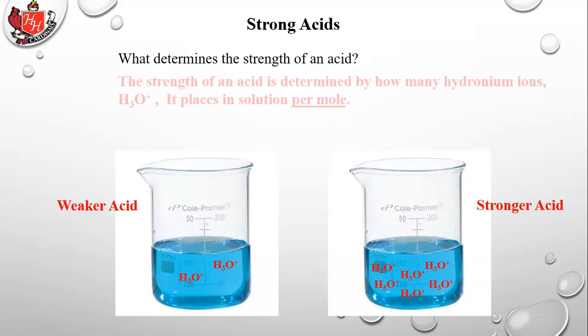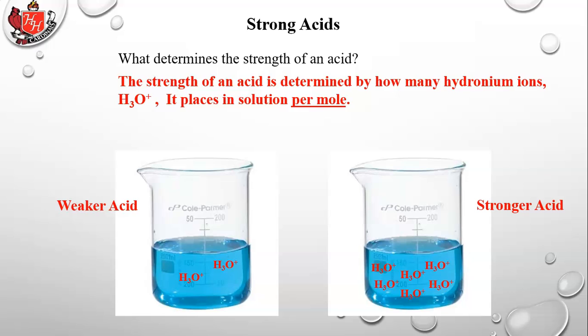Alright, so what determines the strength of an acid? The strength of an acid is determined by how many hydronium ions, H3O, it places in solution per mole, in other words, per equal amount of acid. So a weaker acid will only have a lesser number. The stronger acid on the right will have a greater number.